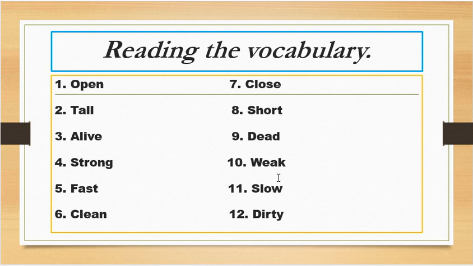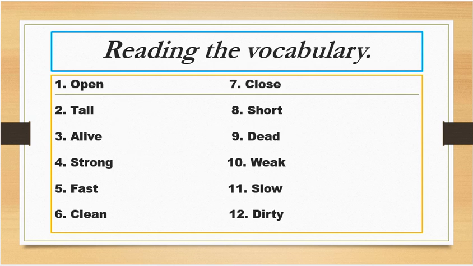Next, number 10, we have weak, the antonym of strong. Number 11, we have slow, the antonym of fast. And number 12, we have dirty, the antonym of clean. So this is our first slide for reading the vocabulary.